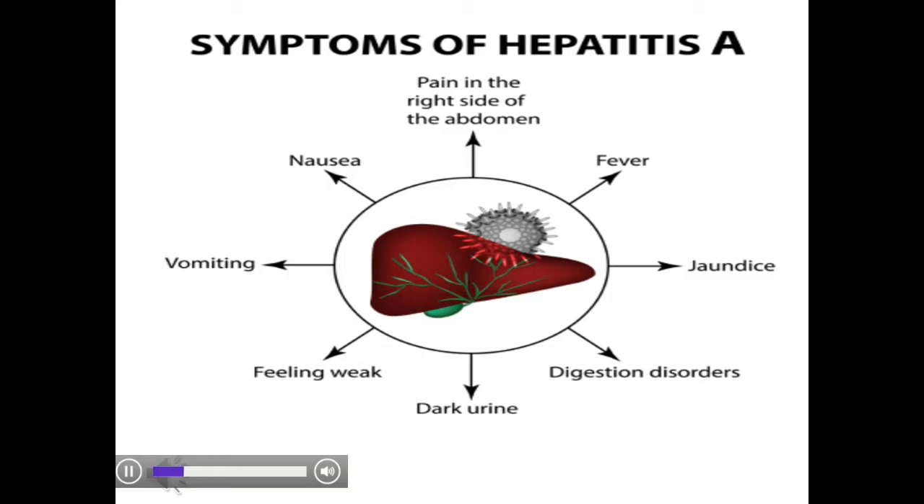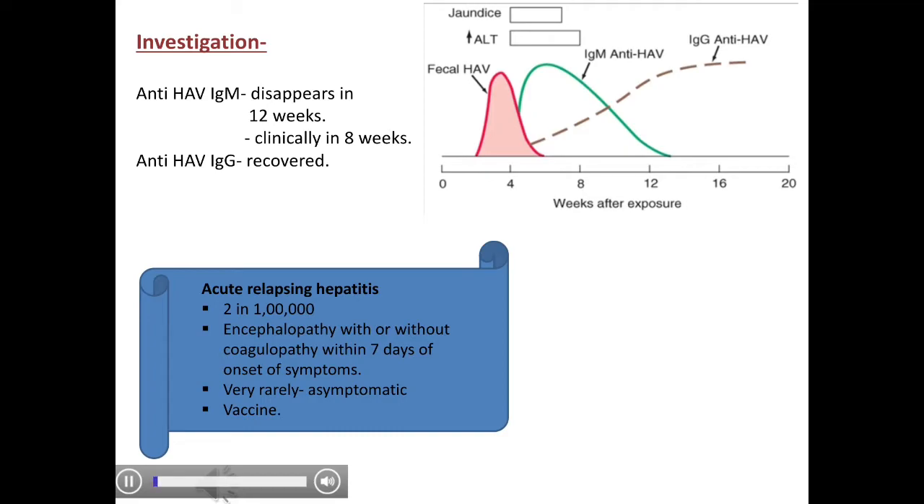Signs and symptoms of hepatitis A. It causes nausea, vomiting, fatigue, dark urine, digestion disorders, jaundice, fever, and pain in the right upper quadrant of the abdomen. Clinically, jaundice is noticed. ALT and AST levels will be more than 1000. Anti-HAV IgM antibodies would disappear in blood in 12 weeks and clinically in 8 weeks. Anti-HAV IgG would show that the patient has recovered.